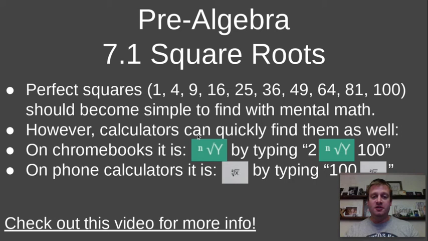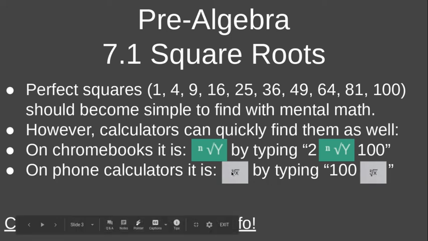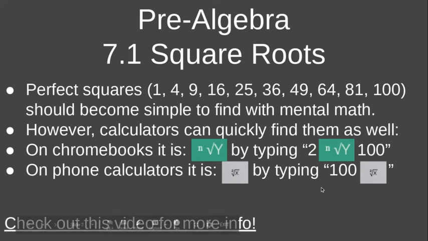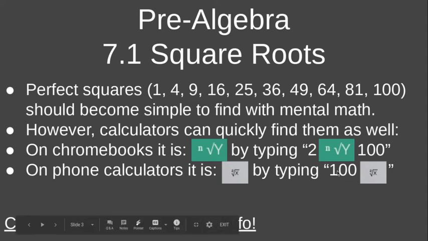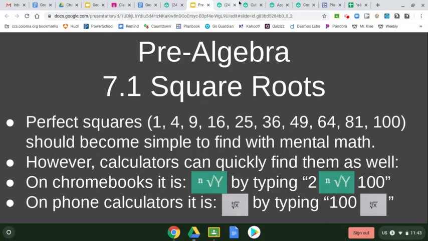On our Chromebooks, you're using that key. You're going to type in 2 because you want the square root, or the second power, undoing it of the value y, and you would type the number you're square rooting. On phones, you would find the little 2x. You would type in the number you want the square root of, and then hit that button on your phone. I'll show both of those in a second here.